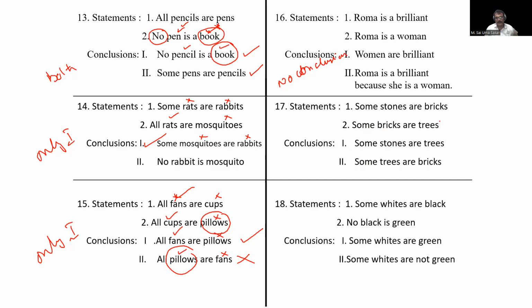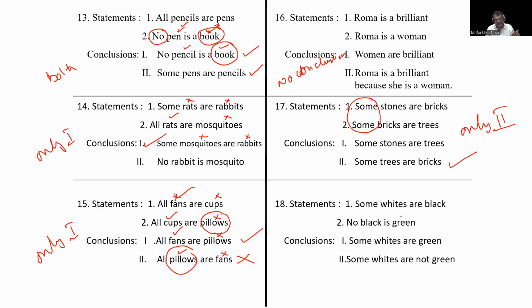Next, some stones are bricks. Some bricks are stones. Not there. Some bricks are trees. Some trees are bricks. So this is a valid immediate inference. So is immediate inference possible? No. Why? Because if both the statements are particular, there is no immediate inference. So what is the answer? Only two follows.